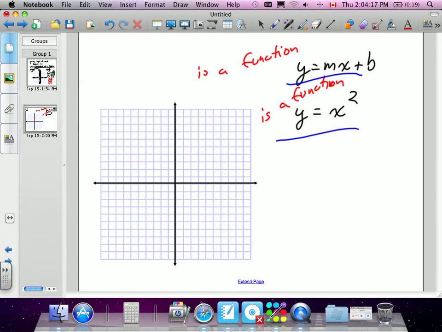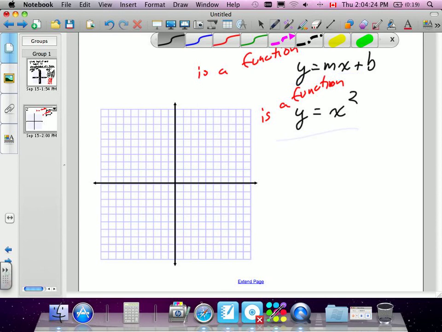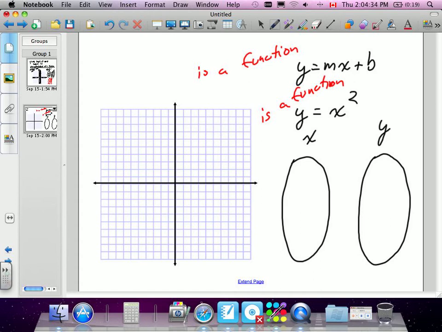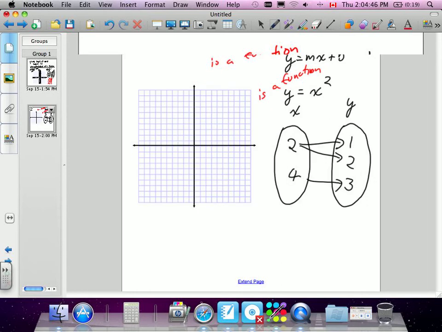Now, there's many other ways we can write things. We showed you in the first example, your book represents it with ovals. I'm not sure why they chose to represent it that way. This is our inputs and our outputs, they call it. So when I input, let's say we have the numbers 2 and 4, and we have 1, 2, and 3. So they'll use arrows, and what these are saying is our first one is we have a coordinate of x, 2, y, 1. So I'll write that below. That's going to be one of our coordinates.